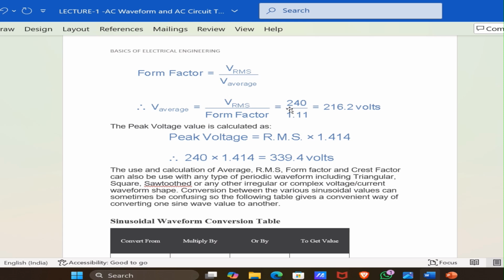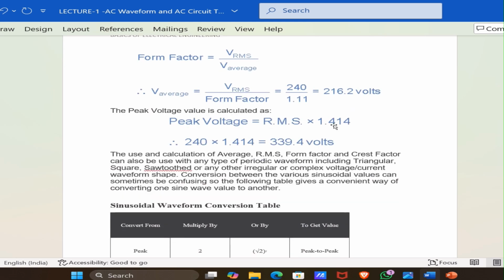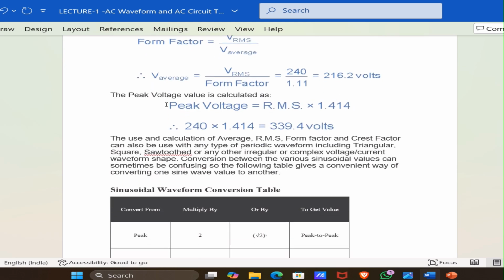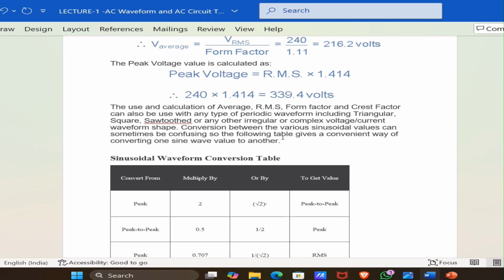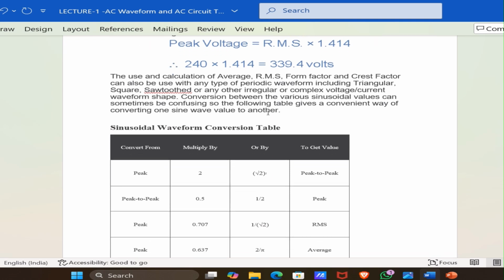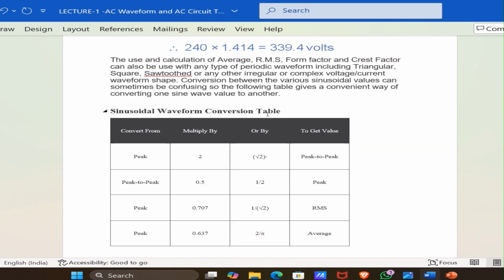RMS value is 240 volts, whereas average value is 216.2, which is less than 240 volts, that you must observe here. And the peak voltage is calculated like this. Peak voltage equals RMS value into 1.414, and that is equal to 339.4. So this is the maximum amplitude your sine wave is achieving. It is going up to 339.4 volts and making the peak at that point.